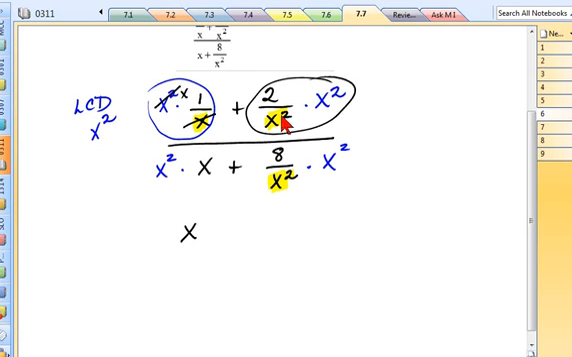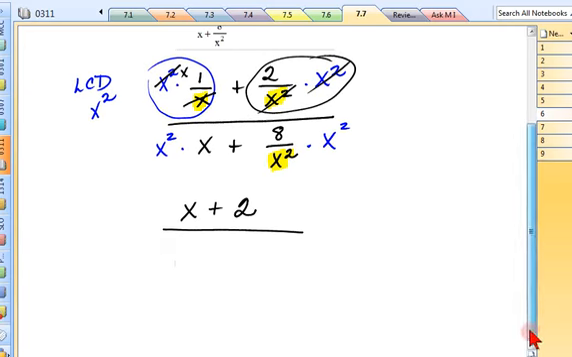In the second group, the x squareds completely divide out, and it leaves you with plus 2 over, there's nothing to divide out here, that's x to the third. You want to be careful, you're used to dividing out, but this isn't a denominator. It's just x squared times x.